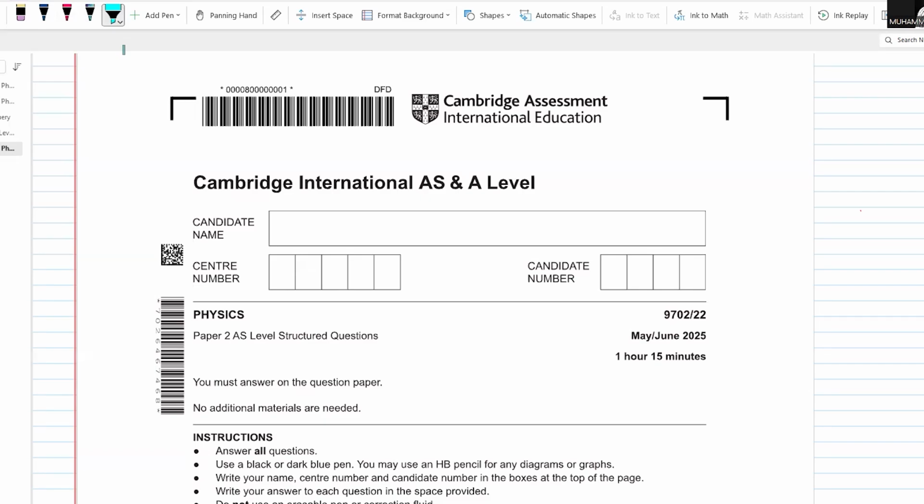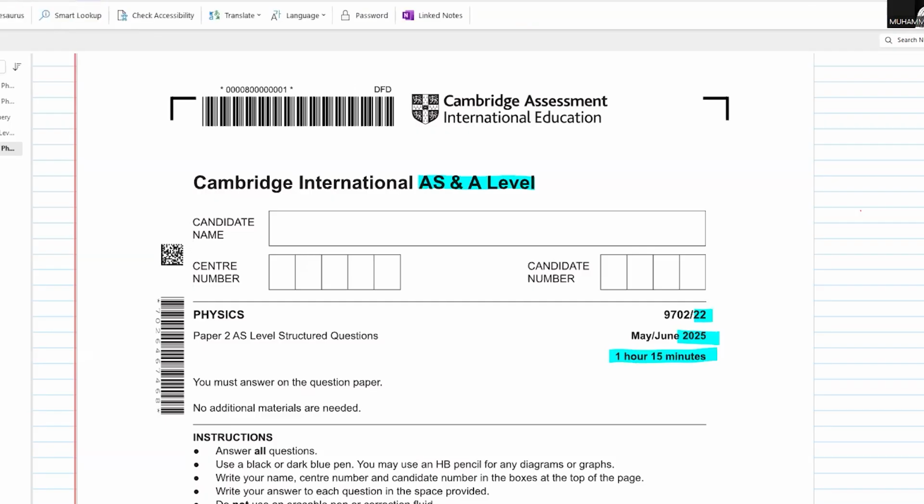Okay, students. So today we are going to start with AS level physics, May June 2025, paper 2, variant 2, a 1 hour 15 minutes paper. So today we are starting May June 2025, paper 2, variant 2.